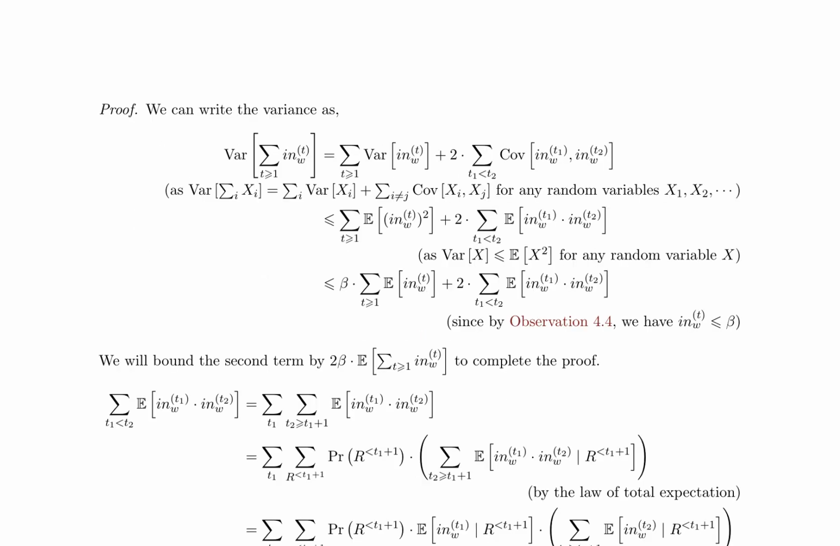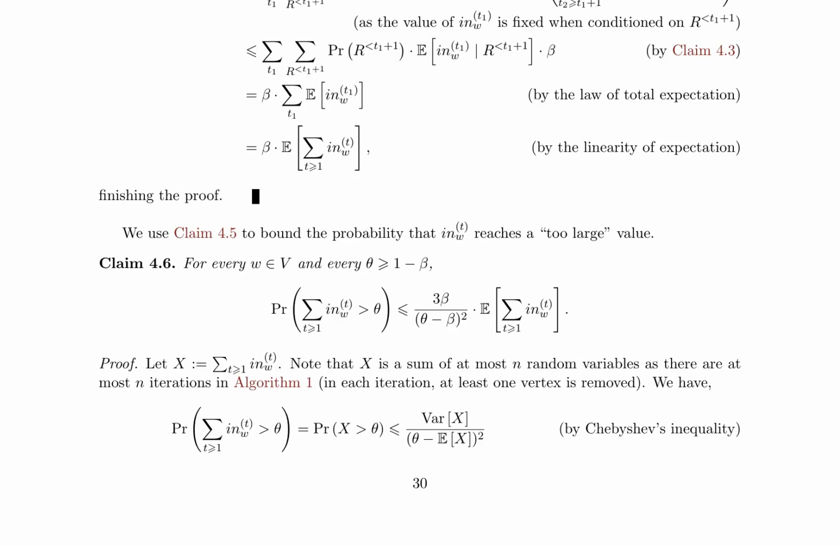In the realm of probability theory and statistical analysis, a pivotal concept is the variance bound for a specific random variable, x. This variable is defined as a sum of random variables. To establish this bound, researchers employ the law of total expectation and the linearity of expectation. The variance is then bounded by a function of beta, a parameter intrinsically linked to the maximum value of certain random variables. Furthermore, the authors propose a claim that delves into the probability that the sum of these random variables exceeds a certain threshold. This is achieved through the application of Chebyshev's inequality, a fundamental principle in probability theory.